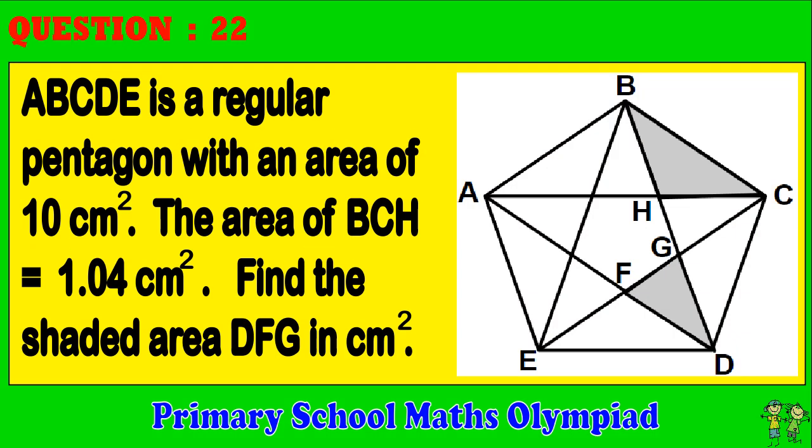Question 22. ABCDE is a regular pentagon with an area of 10 centimeters square. The area of BCH equals 1.04 centimeters square. Find the shaded area DFG in centimeters square.